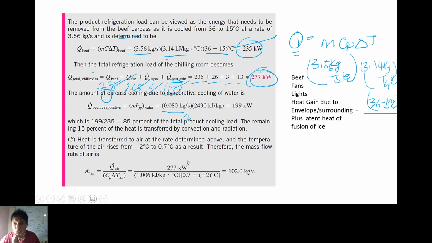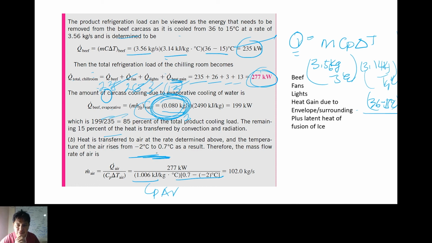Yung mass flow rate ng tubig ay 0.08. Dito naman, mass flow rate ng air ay 277, ang Q ng air, over Cp delta T. Ito yung Cp, specific heat ng air, at ito yung delta T ng air. Paano nangyari yon? Negative 2, malamig yon papunta sa 0.7.